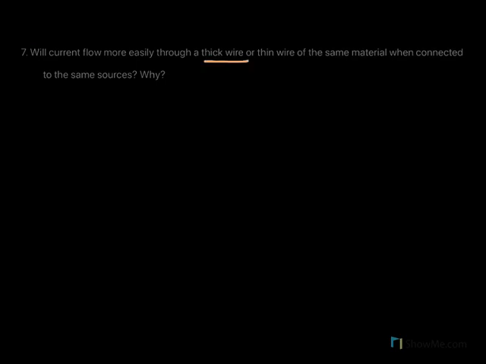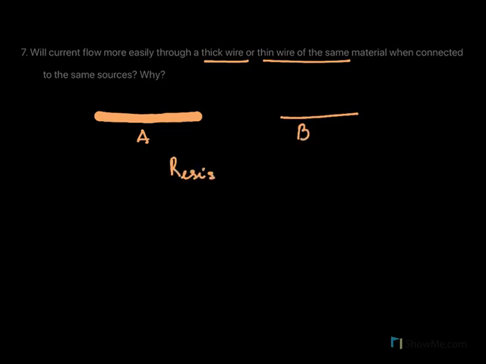Will current flow more easily through a thick wire or a thin wire? Now, wherever the resistance is less, that's where the current is going to flow more easily. So here I have a thick wire, and in the next case I have a thin wire. You will definitely agree that, say this is wire A and this is wire B, the resistance of A will be less than the resistance of B.